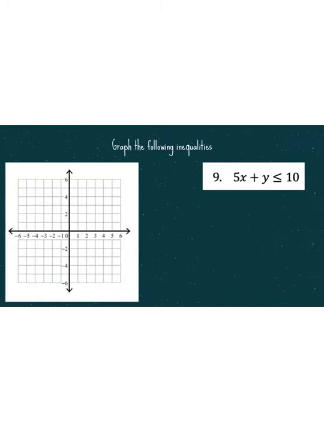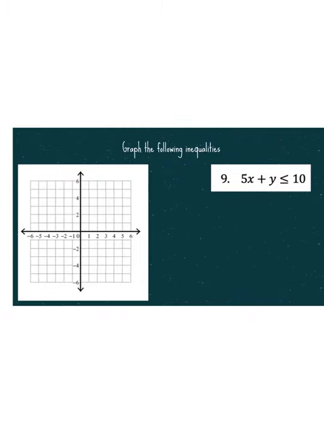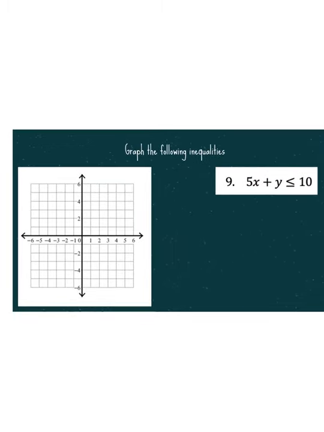Okay, very similar with number 9. We don't have y equals, so we need to first get it in y equals. Right now I have 5x plus y is less than or equal to 10. Okay, so first I want to get rid of my 5x. I'm going to subtract that from both sides. I just have a y left on my right, less than or equal to negative 5x plus 10.